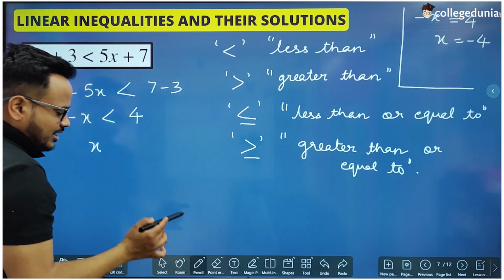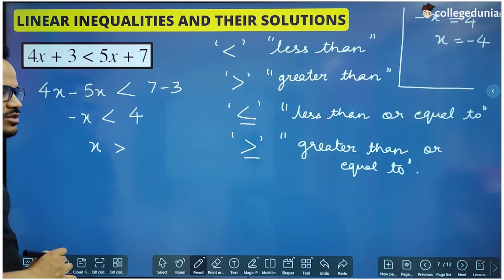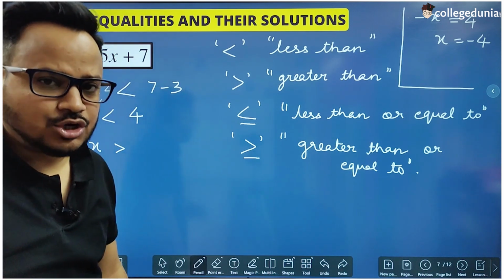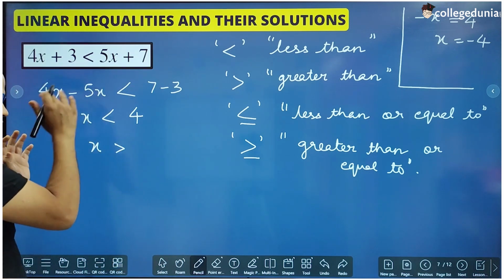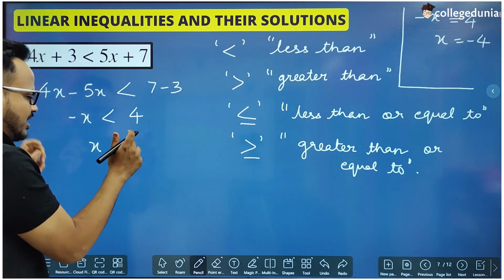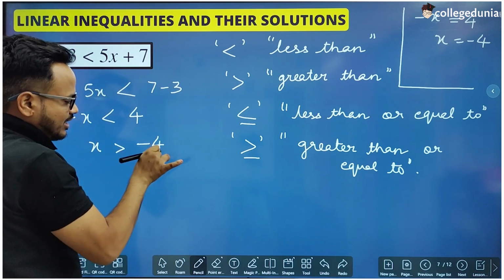You have to change this less than or greater than sign to the other one. So if this is a less than sign, you have to change it to a greater than sign, or if it is a greater than sign, you have to change it to the less than sign whenever you are shifting the negative to the other side, or you are multiplying the whole with a negative sign. Why?